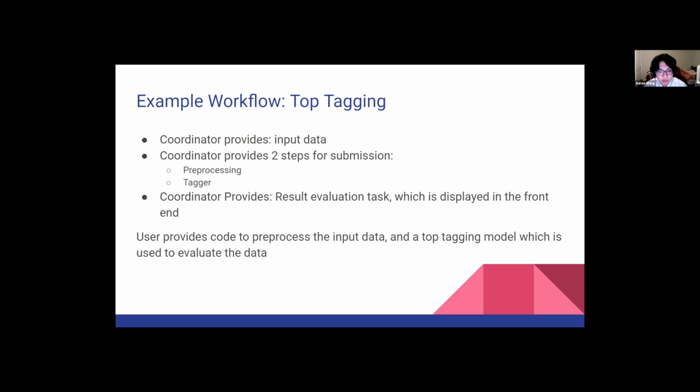And then lastly, the coordinator would provide a result evaluation task, which is displayed in the front end. This is a validation script that displays the end results that we want to see. For example, if we're comparing the AUC of these models, this validation script would display the AUC. In sum, the user provides the code to pre-process the input data, and a top tagging model on which the inference on the data is drawn, and then the code that the coordinator of the benchmark provides evaluates the user's inputs for the AUC.